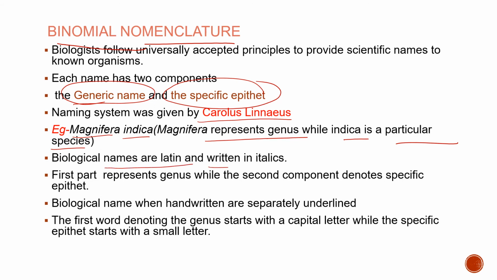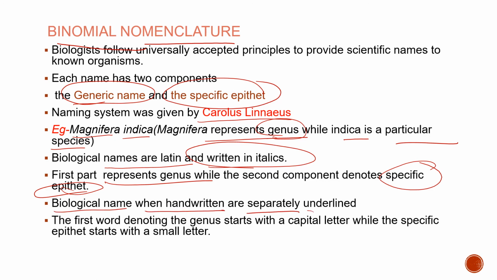So they are Latin and are written in italics. The first part represents the genus. We have told that it is the genus, and the second part is the species or specific epithet. Now biological names, when handwritten, are separately underlined.